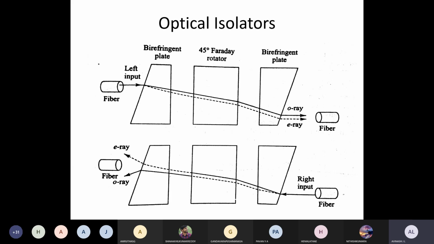So write neatly this particular diagram, all of you. So once you've taken this one, we'll go to the next slide.